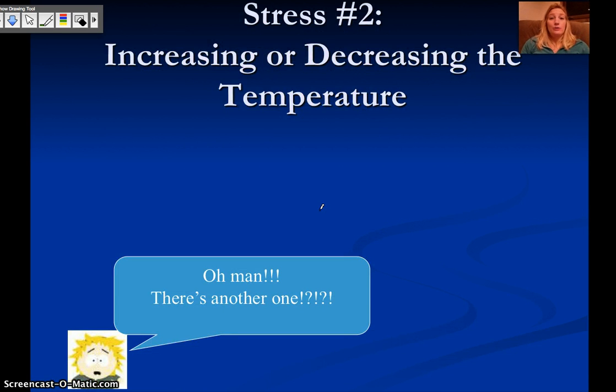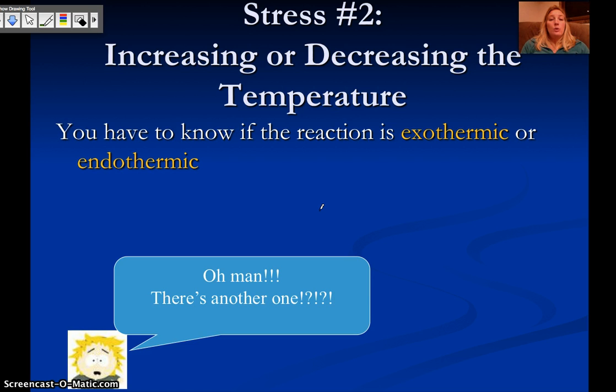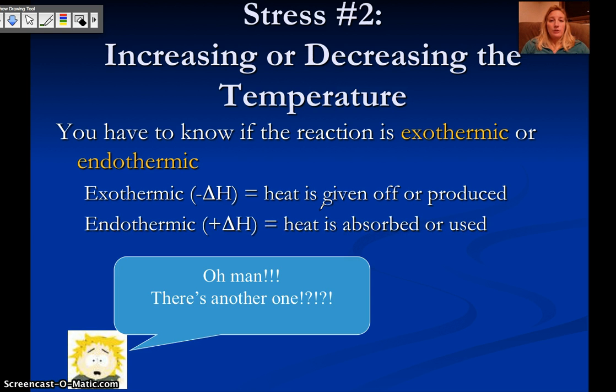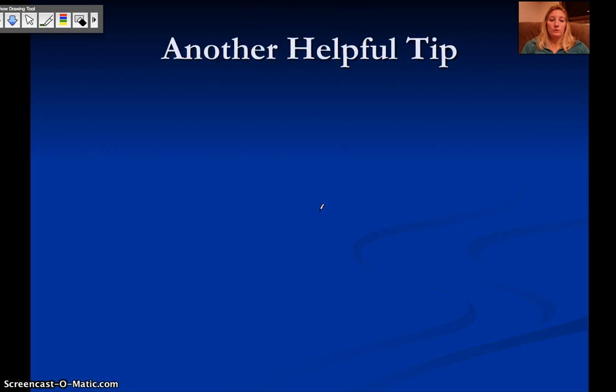So let's go to stress number 2, increasing or decreasing the temperature. Yep, there's another one. In order to know how this equilibrium is going to change, you have to know if the reaction is exothermic or endothermic. So we worked with this a little bit in thermo, so you should know how to do this, but most of the time I will tell you. Remember that exothermic is a negative delta H, heat is given off or being produced, and endothermic is a positive delta H, heat is being absorbed or used.